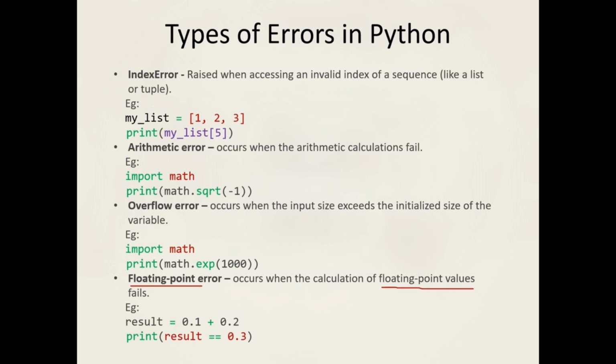Coming to this example, when you try to perform addition between 0.1 and 0.2, the result will not be exactly 0.3 due to these precision errors. The actual result of 0.1 plus 0.2 in binary is slightly more than 0.3. So this comparison results false.